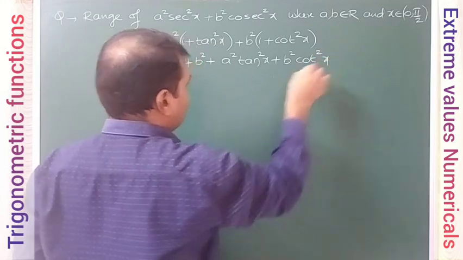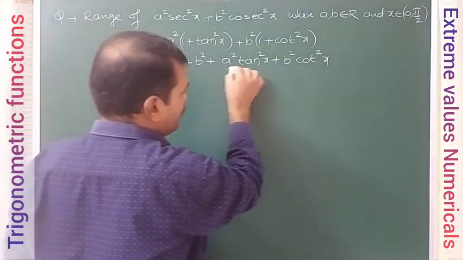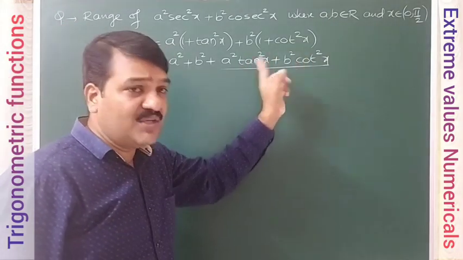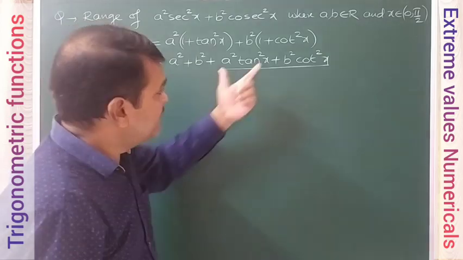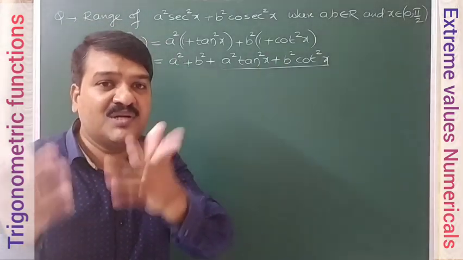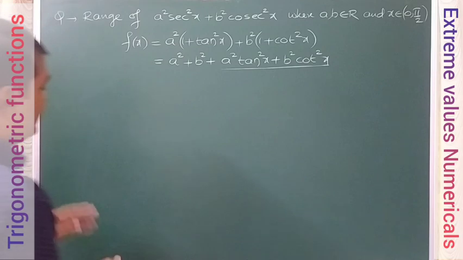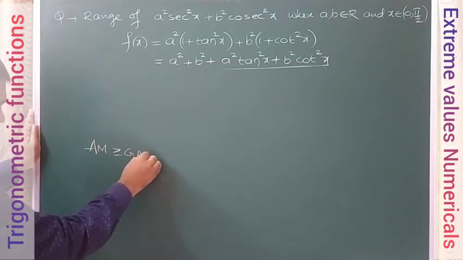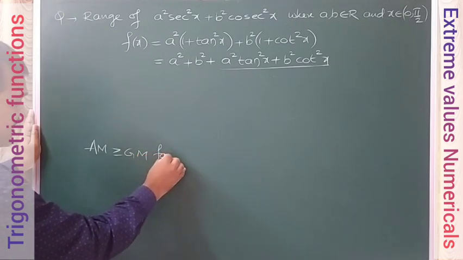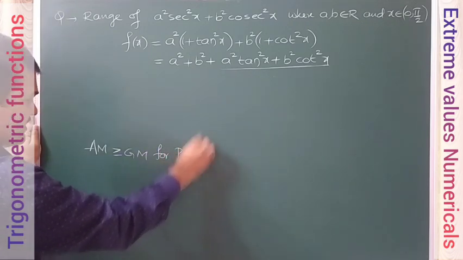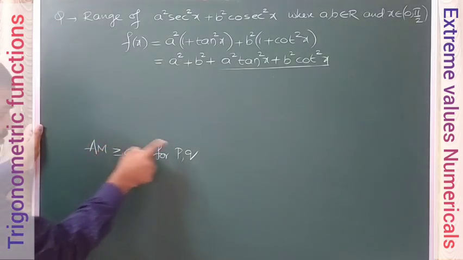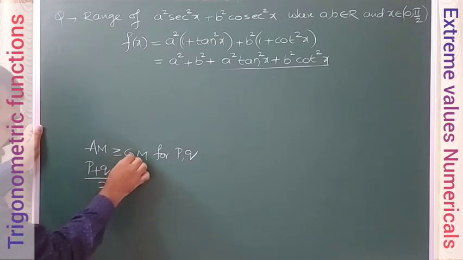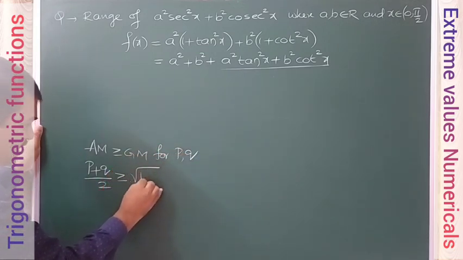So leaving a square plus b square here, you have two reciprocal functions. Whenever you have reciprocal functions, we will try to use the AM greater than or equal to GM condition. So for example, if p comma q are two numbers, what is AM of p comma q? That is (p plus q) by 2. What is GM of p comma q? Root pq.